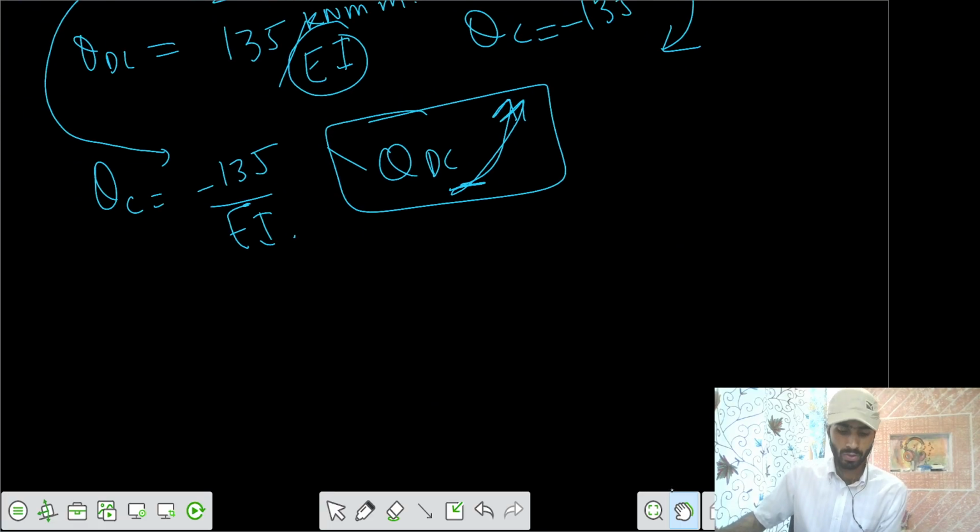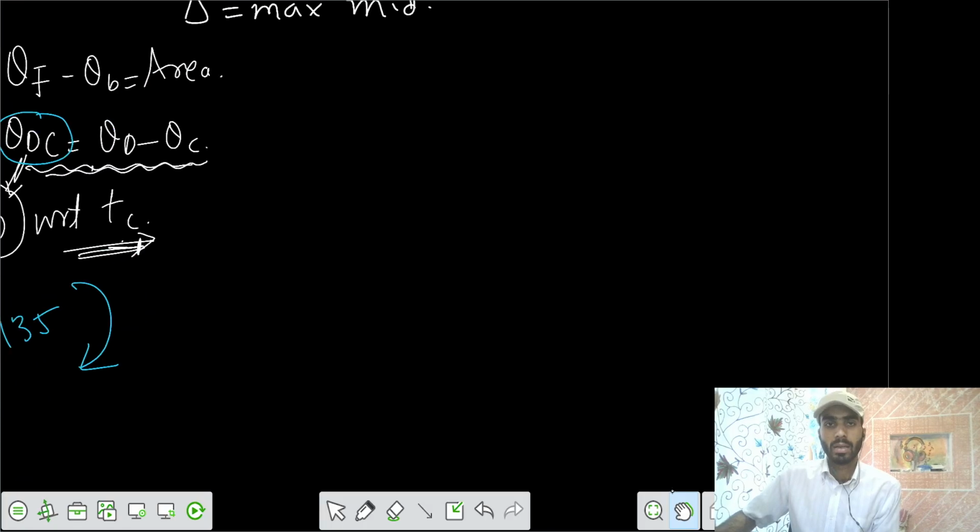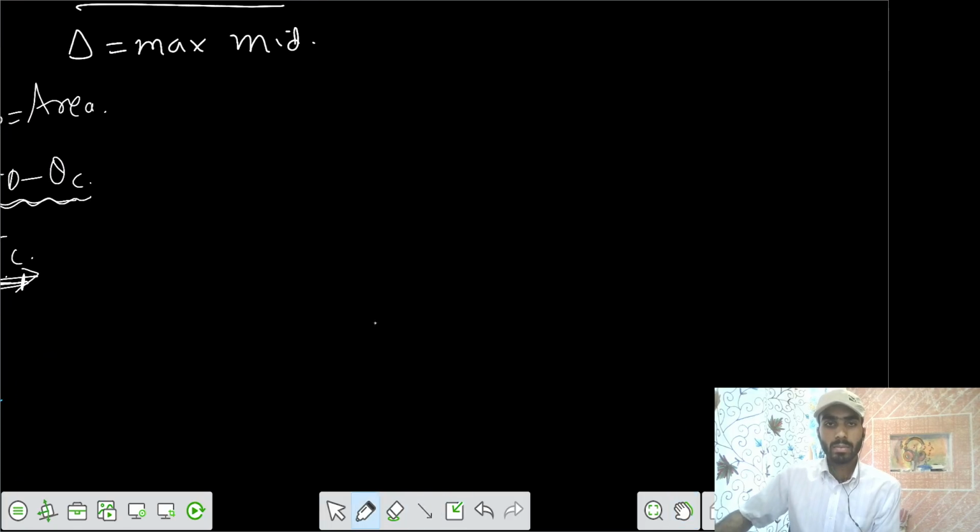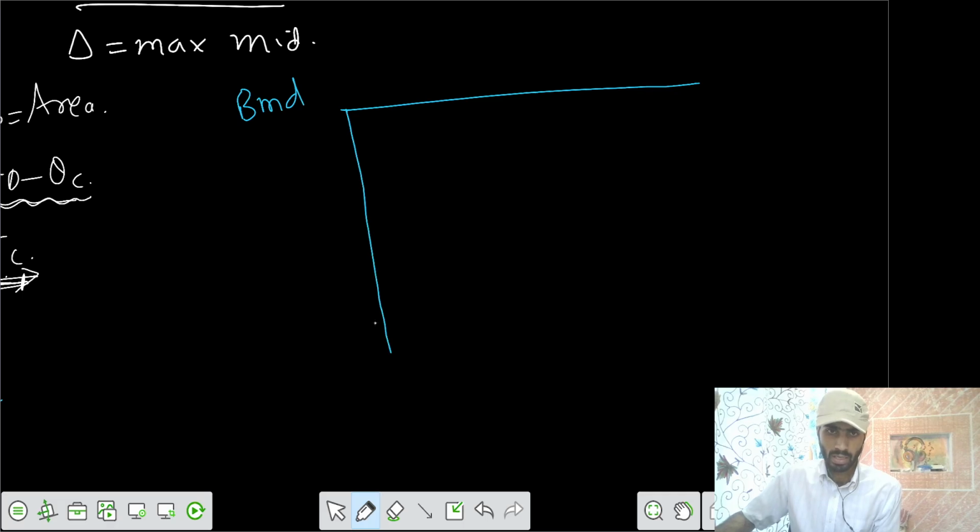Yeah, let's go to the next problem. Let's say you are having some loading, then you made a BMD such that it was some parabolic variation in this fashion. Actually it should have been this way. So this is our BMD. We know that for the BMD we have area equals 1 by 3 of B into H.